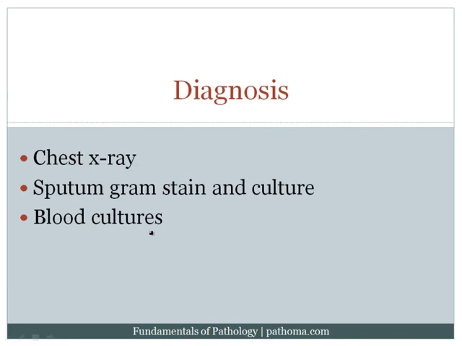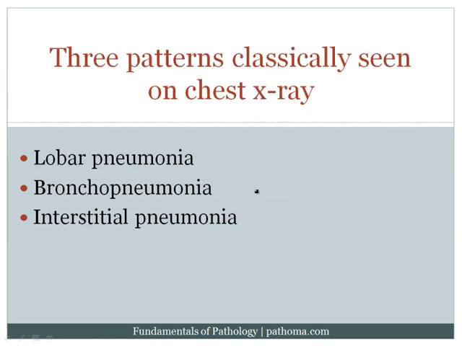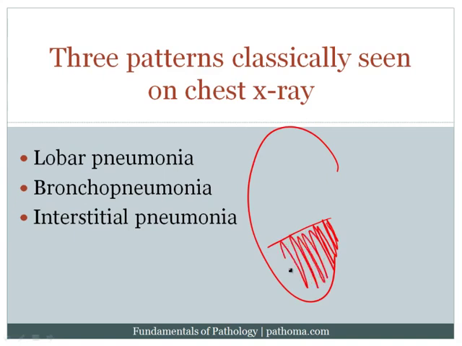Diagnosis is often made by performing chest x-ray. Sputum gram stain can help to identify a bacteria, along with culture, which can help to subtype that. Blood cultures are also useful because organisms will often be in the blood, as I've mentioned just a moment ago. Now, classically on chest x-ray, there are three patterns that can be seen. And the first pattern would be where the pneumonia produces consolidation that takes over an entire lobe. And so that is called a lobar pneumonia.